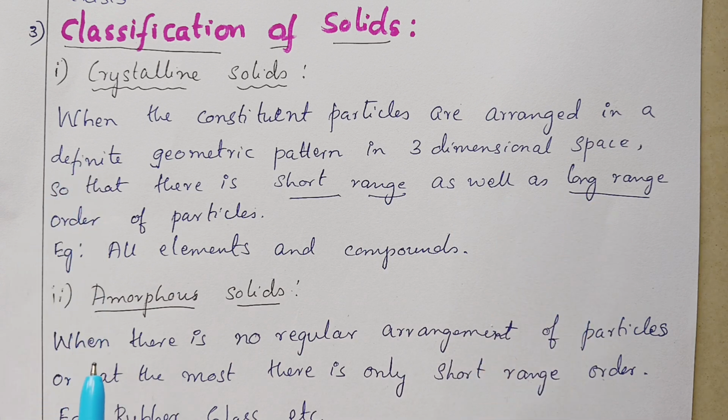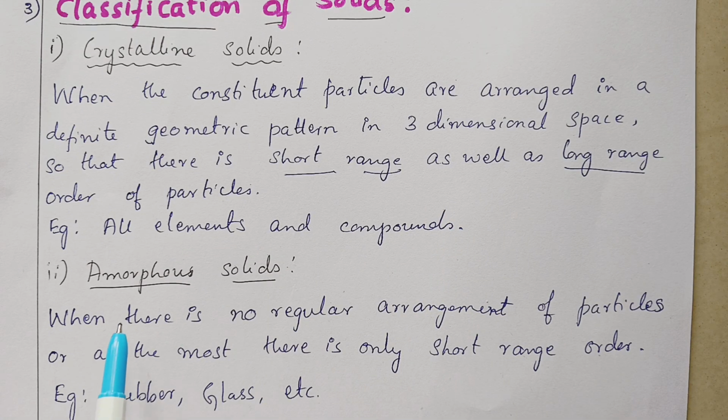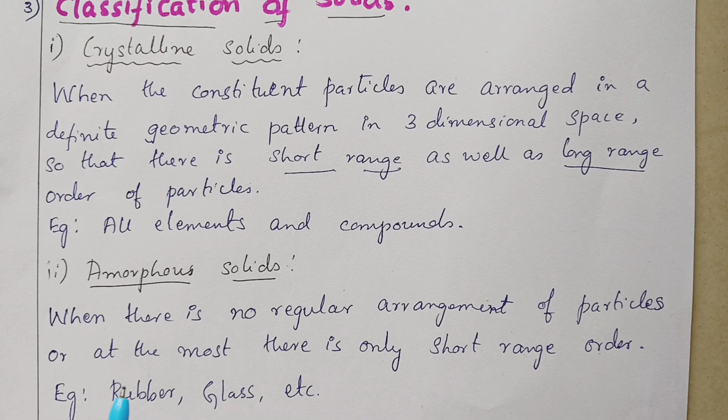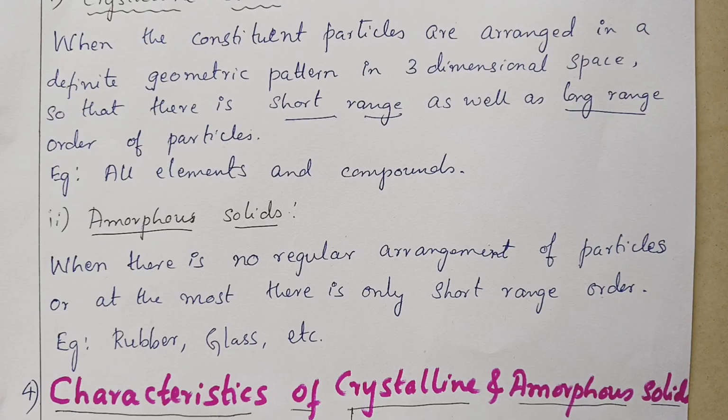Examples for crystalline solids are all elements and their compounds. In case of amorphous solids, there is no regular arrangement of particles, or at the most, we can only find short range order. Therefore, in amorphous solids, there is random arrangement of constituent particles. Examples for amorphous solids are rubber, glass, etc.